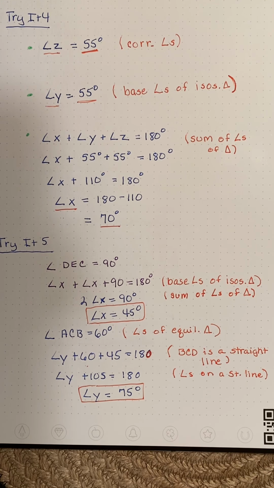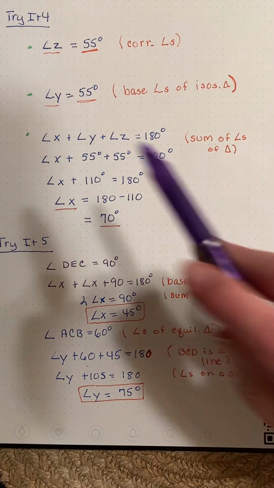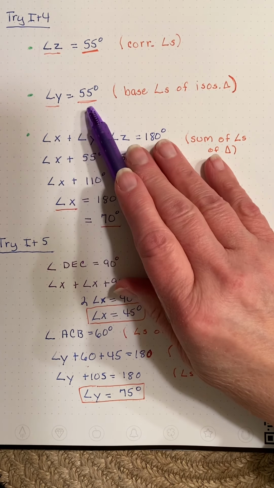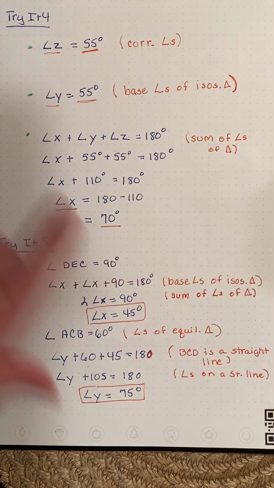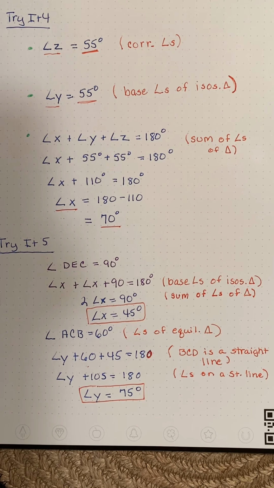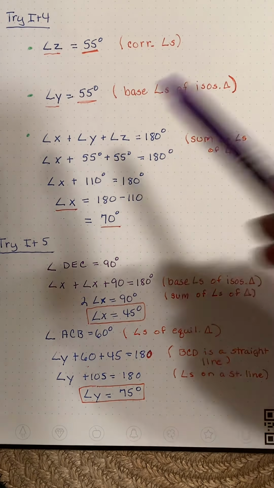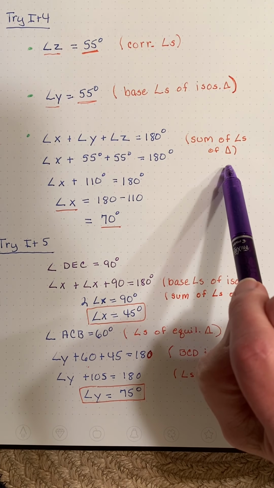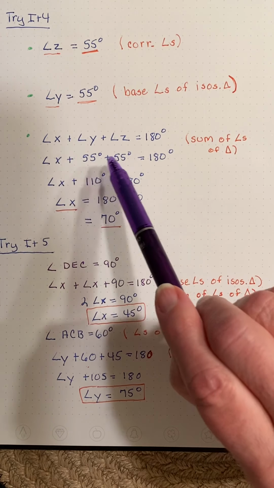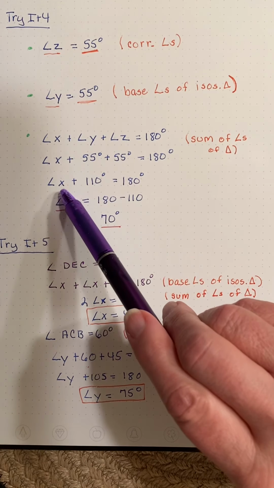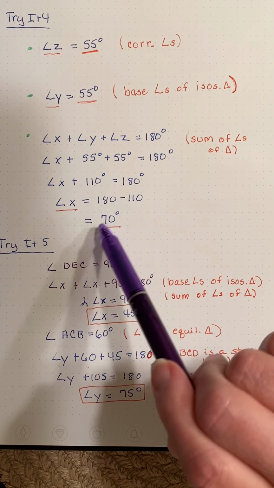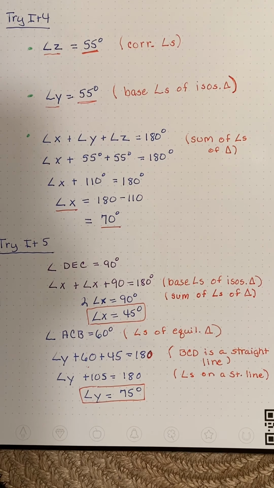Now, because triangle ABC is isosceles, angle Y is one of the base angles opposite of angle Z, so therefore angle Y is also 55 degrees because of the base angles of an isosceles triangle. Now we're all set up to find out angle X because the three angles total 180 because of the sum of the angles of a triangle. Therefore, X plus 55 and 55 is 180. X plus 110 is 180. Therefore, X equals 180 minus 110, which means angle X is 70 degrees. And there you have it.